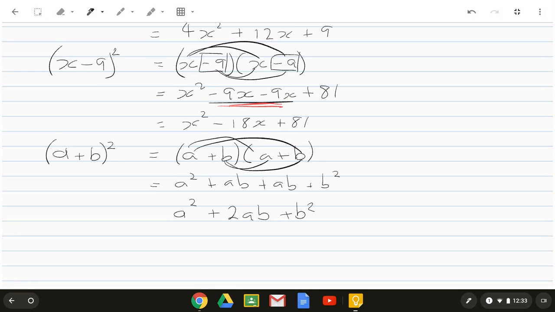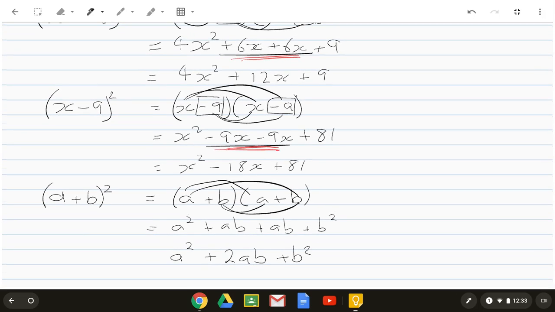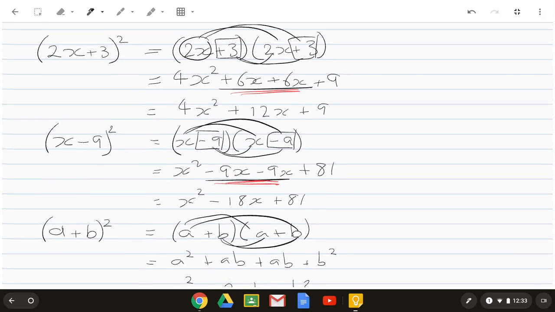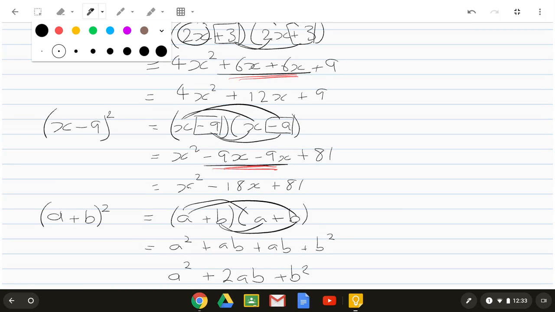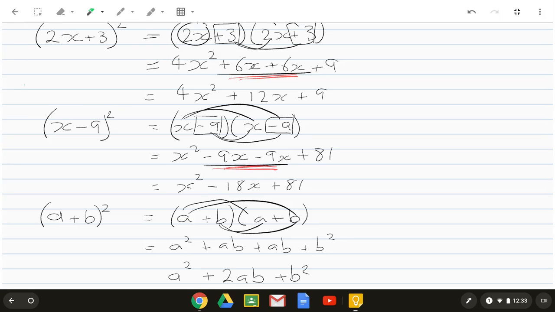So if we look back at our previous questions, let's find one with the positives. So if we take this question here, instead of a squared, we have 2x squared, so that becomes 2 squared is 4, x squared. And then for our last term, we have 3, so it becomes 3 squared, which is 9.